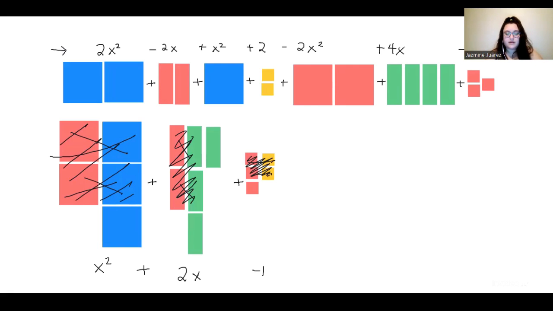And there should be a positive there between all of them. So I can actually write this expression, which is this algebraic expression, as x squared plus 2x, and then plus a negative, which is just minus 1. So this expression up here ended up as x squared plus 2x minus 1.